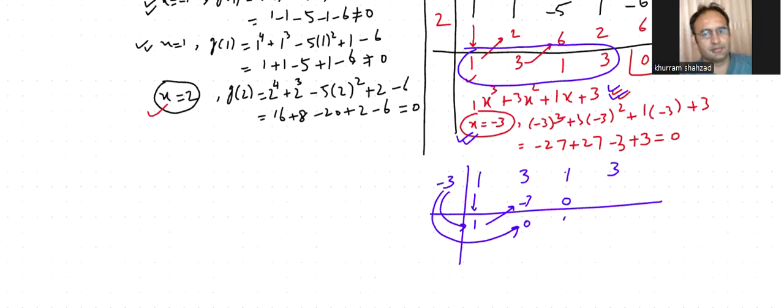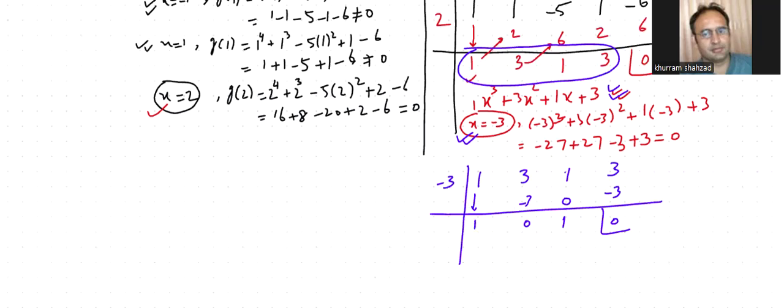And now I will multiply this negative 3 with this 1. Negative 3 times 1 is equal to negative 3. So 3 minus 3 is again 0. So this is the way to do the synthetic division. At the end it is again 0. So we can proceed to factorize this polynomial now.